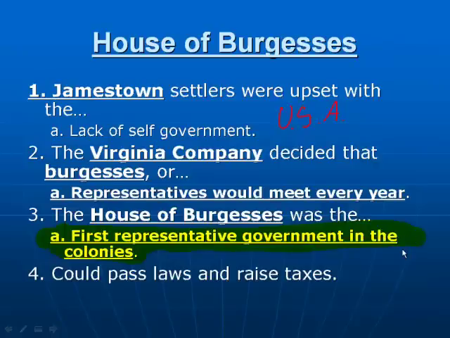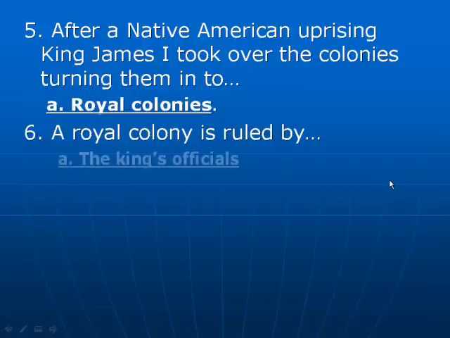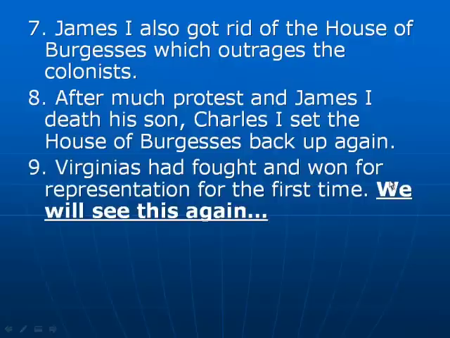The House of Burgesses could pass laws and raise taxes. What happens to the House of Burgesses, however, is that after a Native American uprising, King James takes over the colonies and turns them into royal colonies. A royal colony is a colony that is ruled by the king and his officials. So the king gets to say what they want the laws to be and all that kind of stuff. They also get to set what the taxes are, and they get all of the money from all of those taxes.